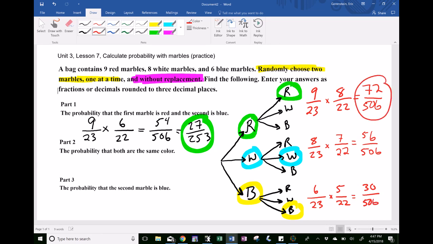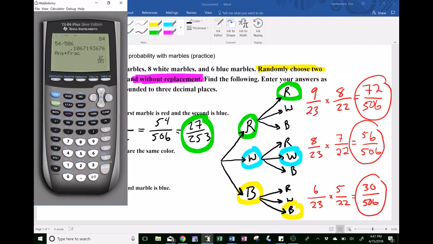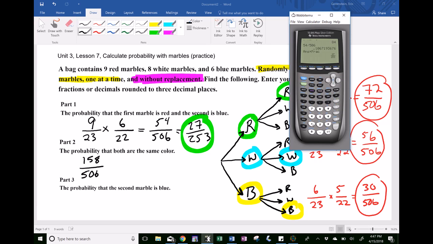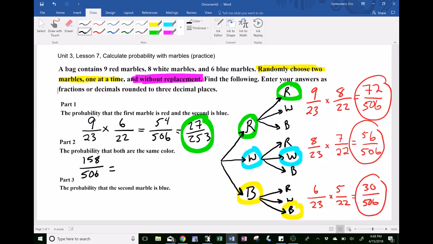So we have probability of 2 reds, probability of 2 whites, or probability of 2 blues. And we could add these up. So that looks like, let me come back over here. The 72, 56, and 30 should add up to, looks like 158 out of 506. So let's reduce that. 158 divided by 506, and we'll turn that back to a fraction. 79 out of 253.